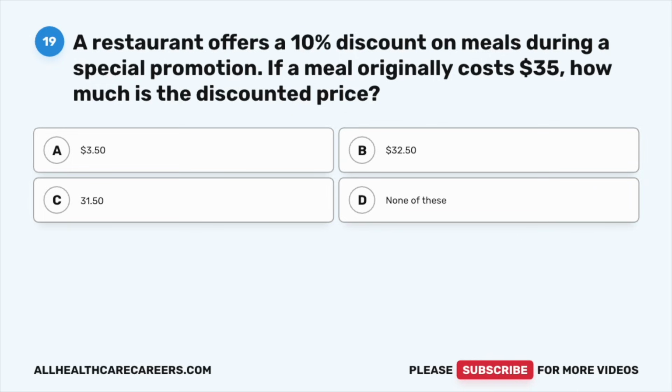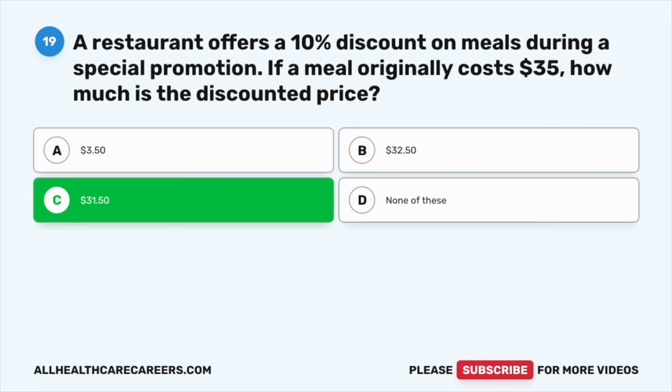Question 19. A restaurant offers a 10% discount on meals during a special promotion. If a meal originally costs $35, how much is the discounted price? Option A, $3.50. B, $32.50. C, $31.50. D, none of these. The correct answer is C, $31.50.